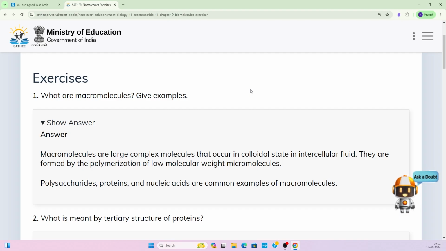The macromolecules are the large complex molecules that occur in colloidal state in intercellular fluids. So there are intercellular fluids in between the cells. There are some fluids filled. So these are some of the macromolecules that are present in the colloidal state, and that is in the intercellular fluid. Now they are formed by the polymerization of low molecular weight micromolecules. So there are small molecules which are called micromolecules, and their molecular weight is comparatively less than the macromolecules.